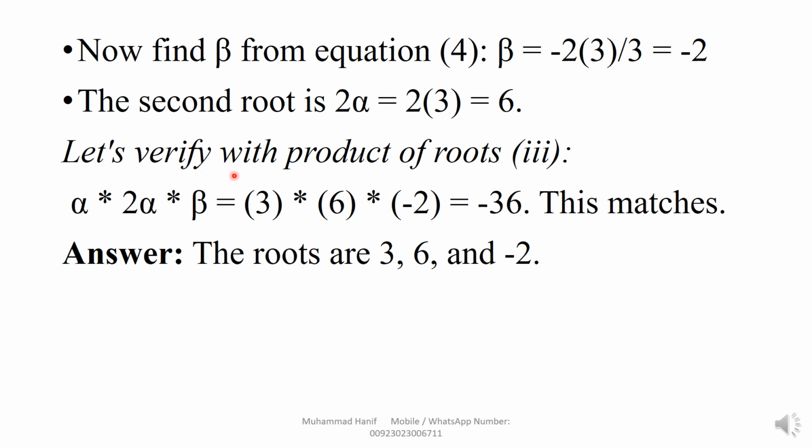Let's verify with the product of roots. Alpha, 2 alpha and beta, as given in the question. We multiply all the numbers, then we get minus 36. This matches. Answer: the roots are 3, 6 and minus 2, because these are the roots of the equation.